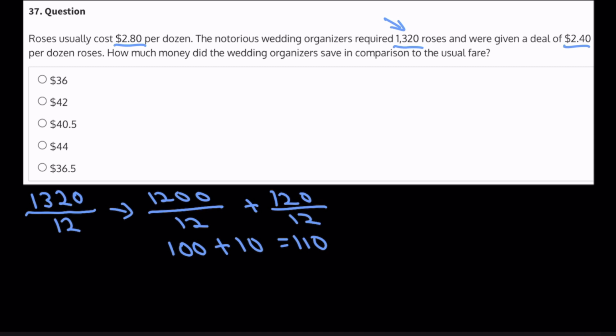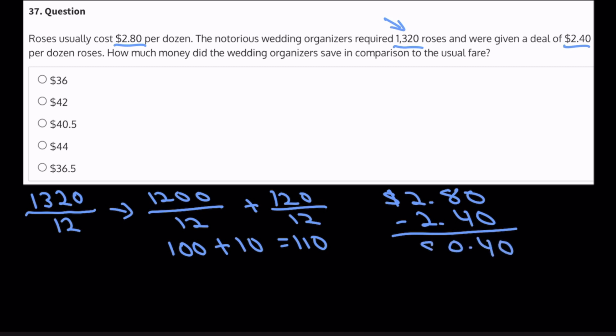Now we need to figure out what our discount is. Now we recommend finding out what the discount is and then dealing with that instead of doing subtraction at the end. Dealing with the discount right away makes this process a lot quicker. So $2.80 minus $2.40, and that gets us to 0.40, so 40 cents basically.